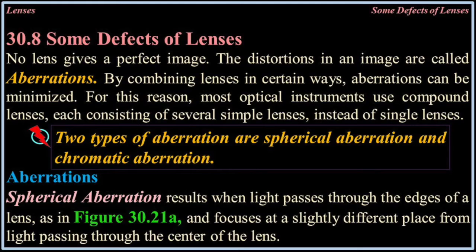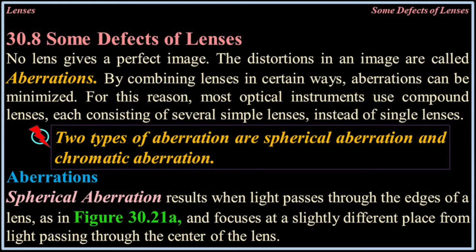30.8. Some defects of lenses. No lens gives a perfect image. The distortions in an image are called aberrations. By combining lenses in certain ways, aberrations can be minimized. For this reason, most optical instruments use compound lenses, each consisting of several simple lenses instead of a single lens.